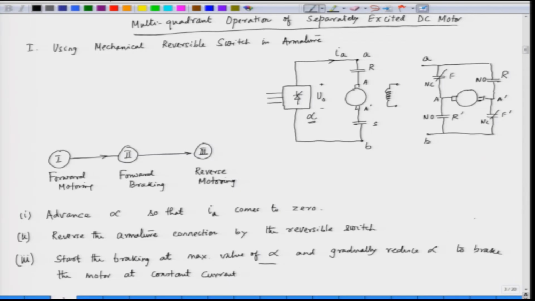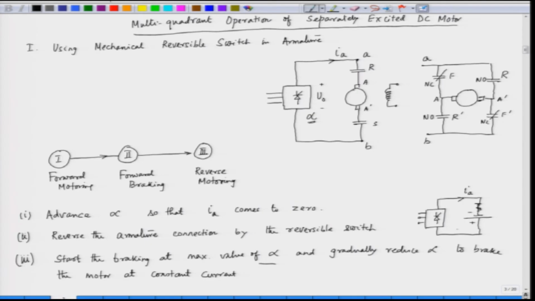So, in this case the connection has reversed. So, the back EMF has reversed here. When the back EMF is reversed, we have to advance the triggering angle alpha. So, alpha is advanced here. So, this is how we have the armature in this case. The back EMF has reversed. So, we start at an advance alpha, but the current is always positive.